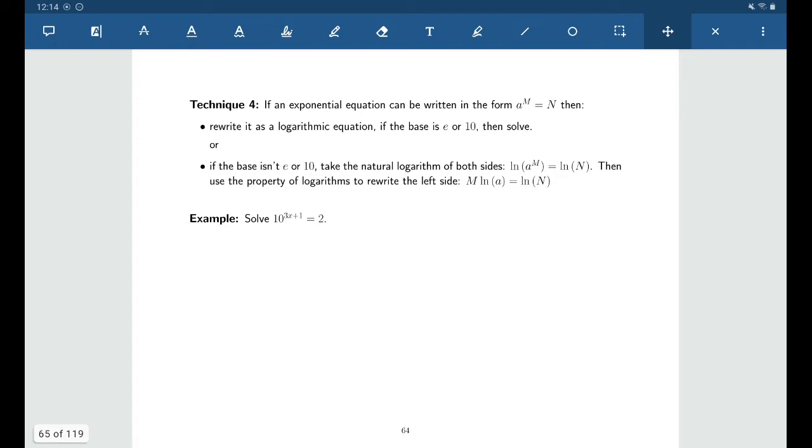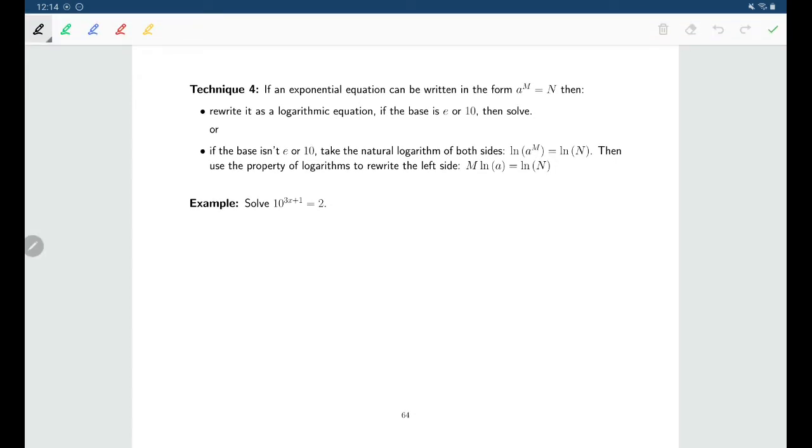All right, so one more technique that we have is another one where we have another exponential equation, but this time we have only one exponential expression. So we have something to a power of m is equal to n. We've got a bunch of techniques that we could use here, and one of them is that we could rewrite it as a logarithmic equation and then solve. Or another option is if you have something where the base isn't e or 10, you could still use natural log to help you solve your equation.